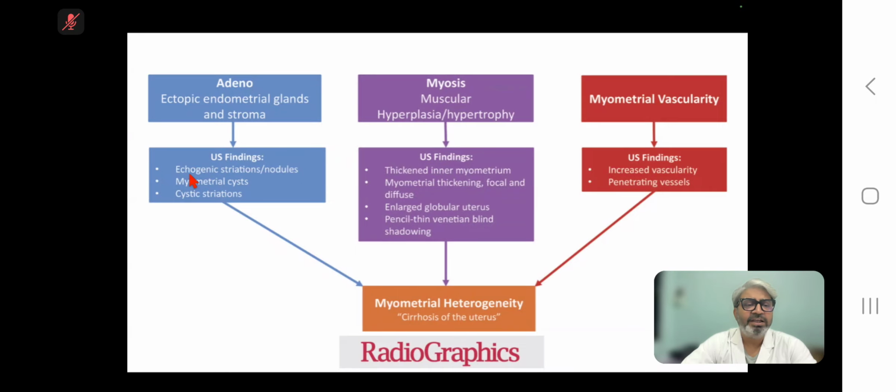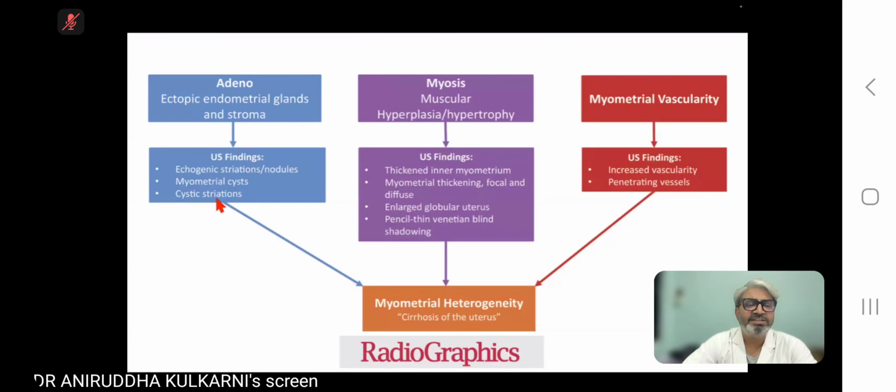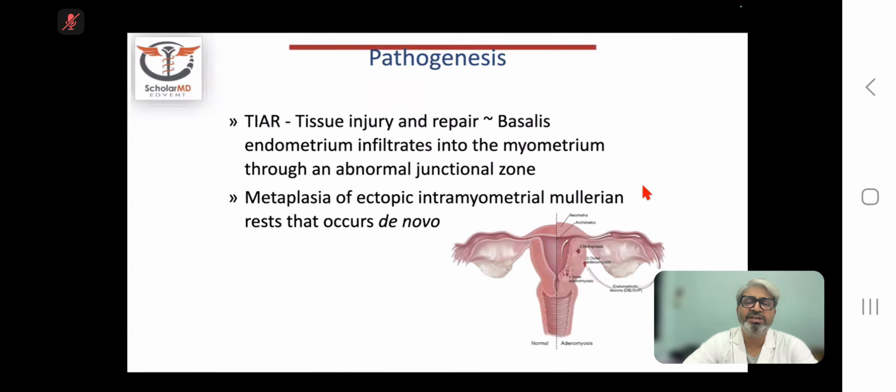Ultrasound characterizations are echogenic striations and nodules, myometrial tiny cysts, cystic striations within the endomyometrial junctional zone and myometrium. Myosis is denoted by muscular hyperplasia or hypertrophy. Ultrasound characterizations are thickened inner myometrium, which is nothing but the endomyometrial junctional zone, myometrial asymmetrical thickening, focal or diffuse, enlarged globular form of the uterus, or different kind of Venetian blind kind of shadowing in one or the other walls. Myometrial vascularity could be increased, and those show penetrating vessels traversing the lesion seen in one or the other wall.